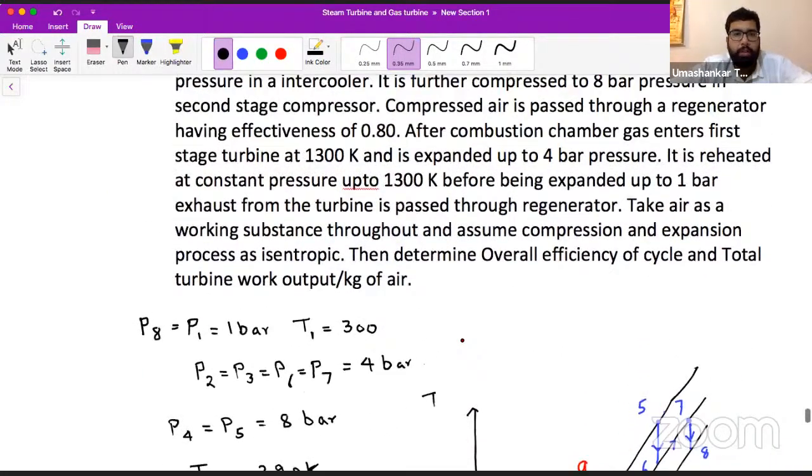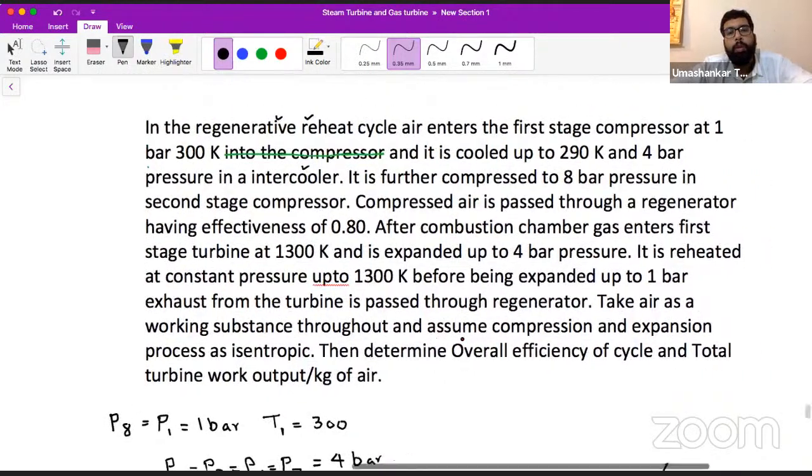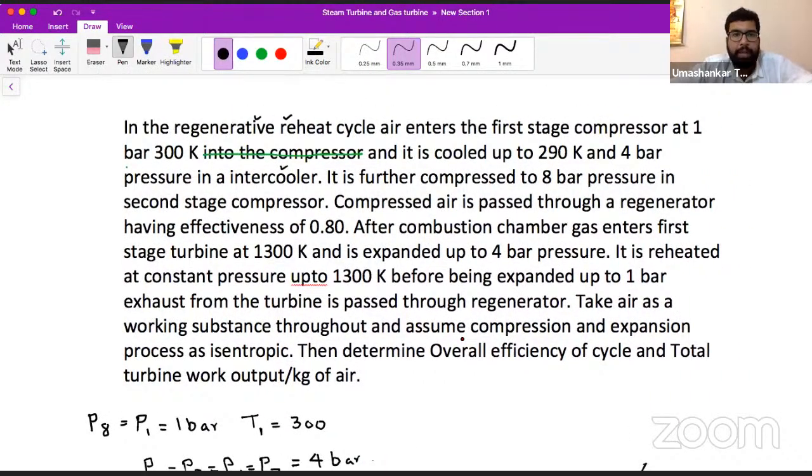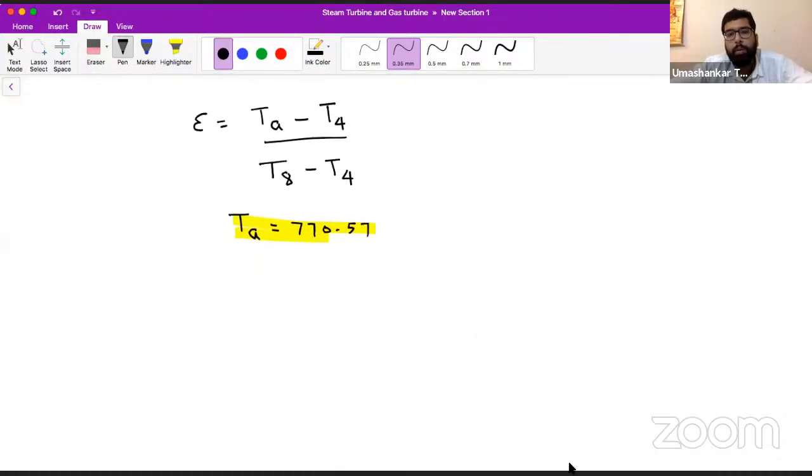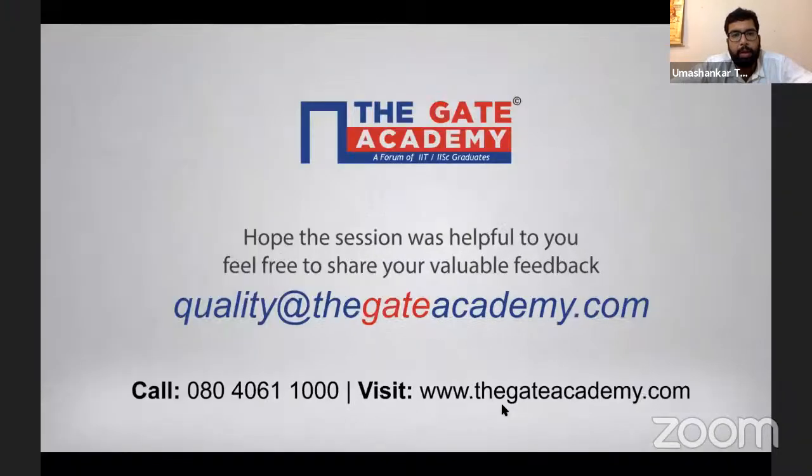In the last session of this series, we are going to analyze the actual gas turbine cycle. We have completed the ideal gas turbine cycle in all the possible ways, and we have seen its questions. So in the last session, we will see the actual gas turbine cycle, and we will conclude this series. If there is any doubt, you can ask me, or we can end this session right now.